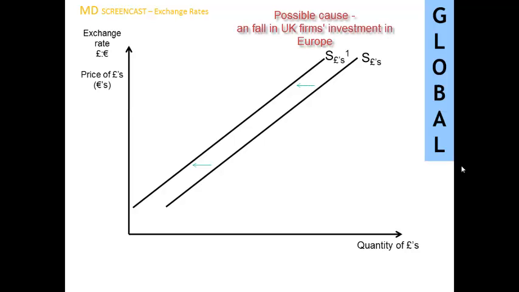UK firms reducing levels of foreign direct investment would also reduce the supply of UK pounds on the foreign exchange market. Less would be supplied because firms would be less willing to acquire the foreign currency to buy foreign assets, so fewer pounds are supplied.